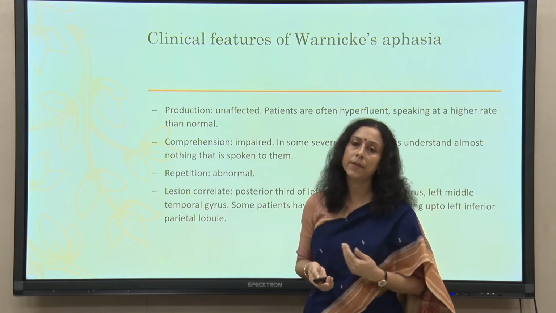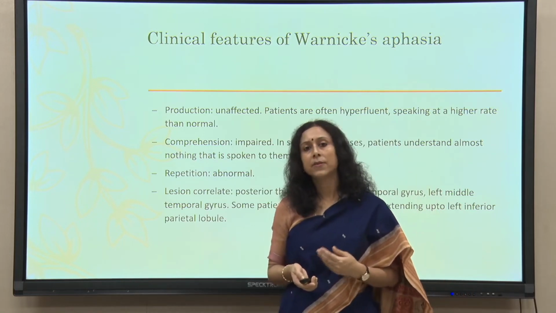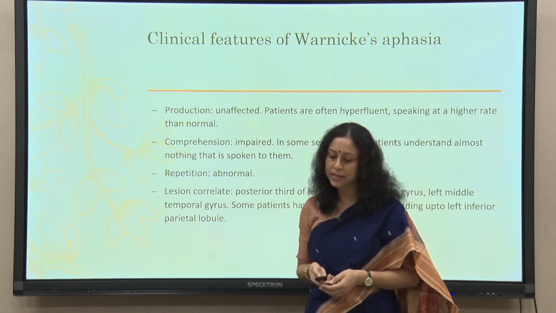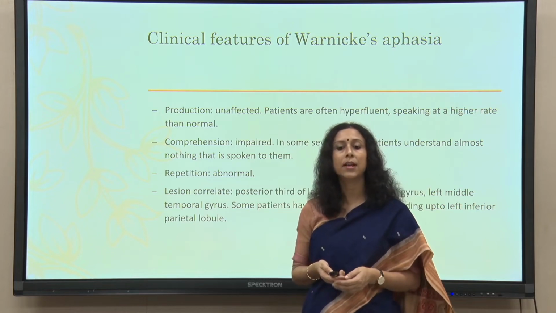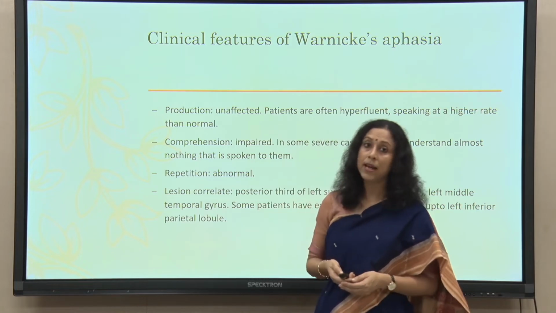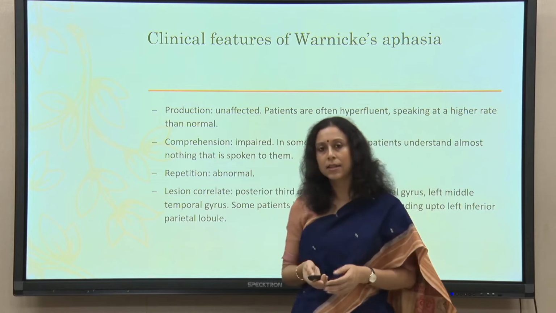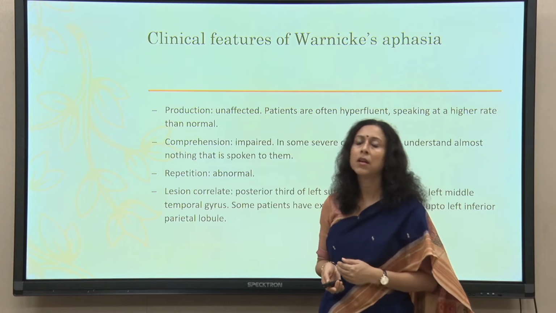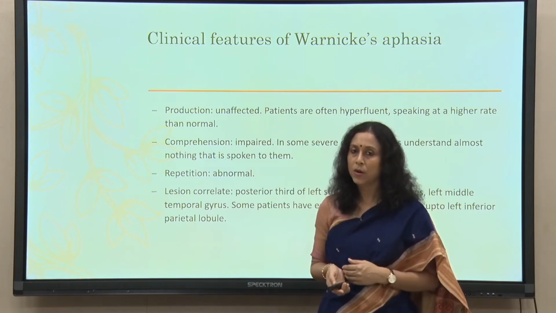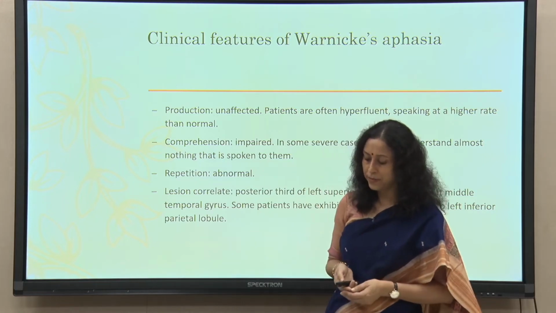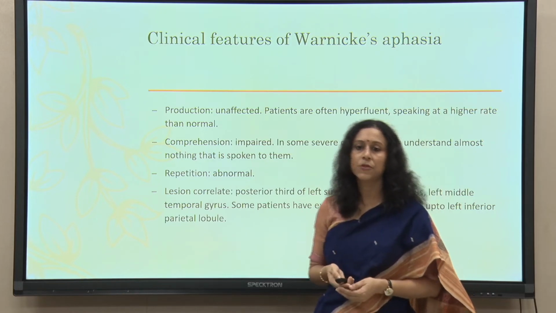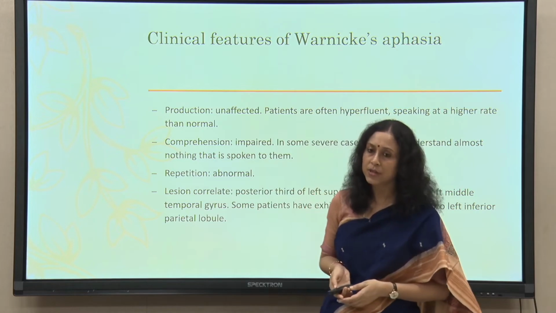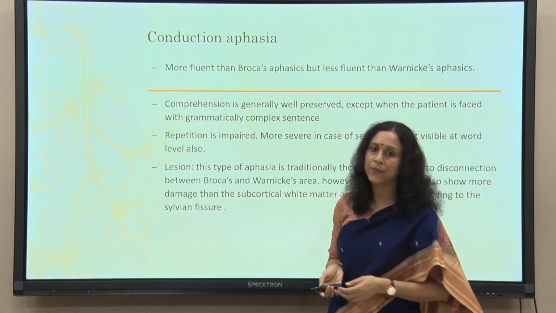Many patients have shown slightly different domains. Sometimes some patients have also exhibited lesions extending up to the left inferior parietal lobule as well. So, there are some areas which are typically found to be affected. The lesion sites will occur in most cases in the left superior temporal gyrus, but this is not universal. Some patients do show some extended damage as well.